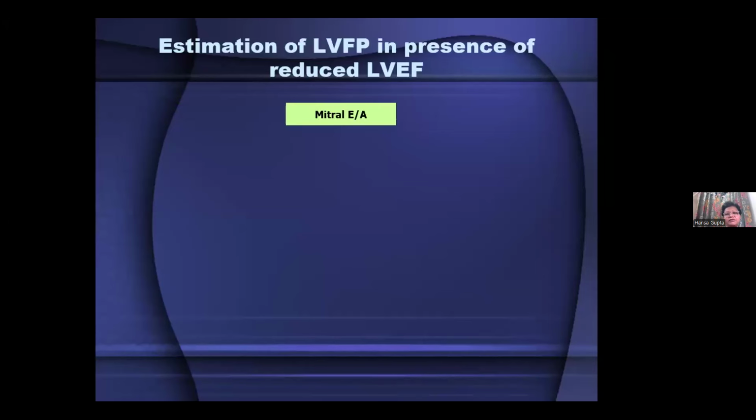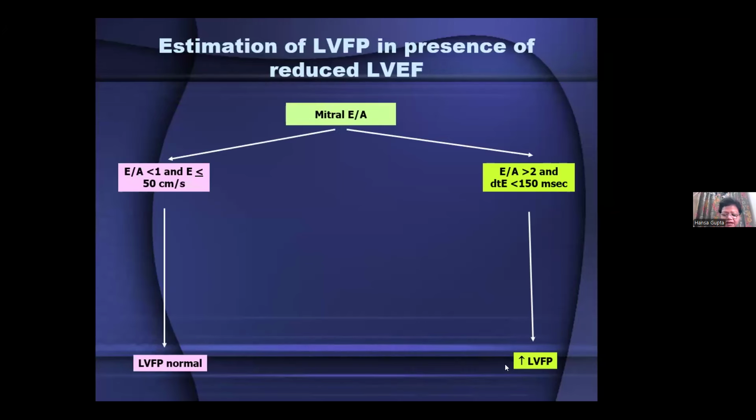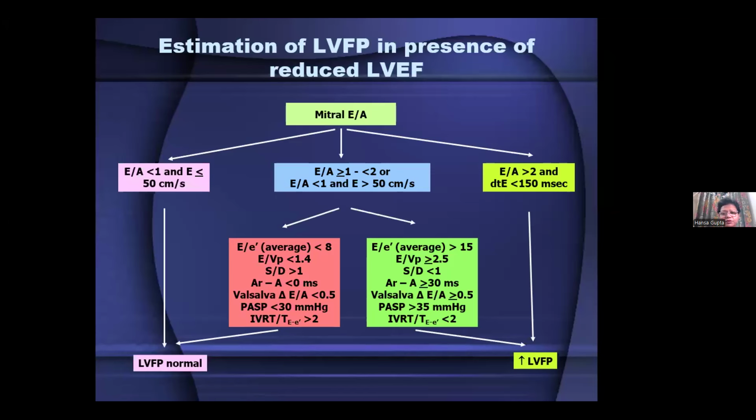Now the estimation of the reduced LVEF and the increased filling pressures. Okay, so how do we estimate the increased LV filling pressures? We will look at the mitral inflow pattern. We will find that the E wave is much, much more than the A wave, generally more than 2. The deceleration slope of the E wave is less than 150. The other parameter is the E upon E prime ratio. E prime is obtained by the tissue Doppler assessment of the mitral annulus, the medial or the lateral. If the ratio of the E of the mitral flow and the E prime of the tissue Doppler is more than 15, it is suggestive of raised LV filling pressures. There are other parameters too, which you will be taught in diastolic dysfunction, so I'm skipping that.